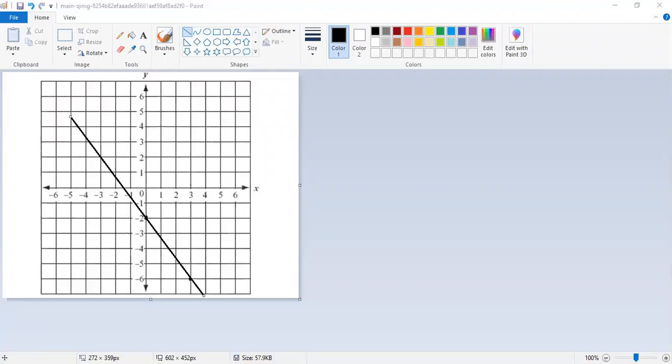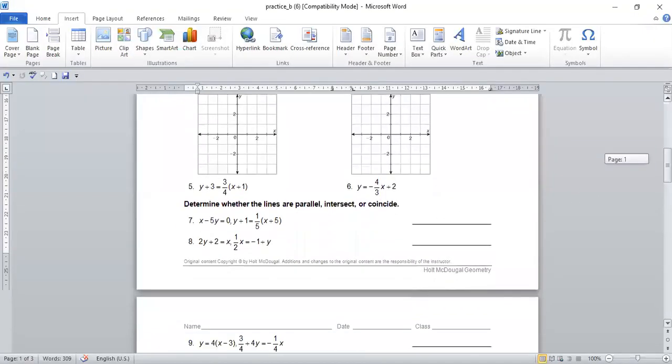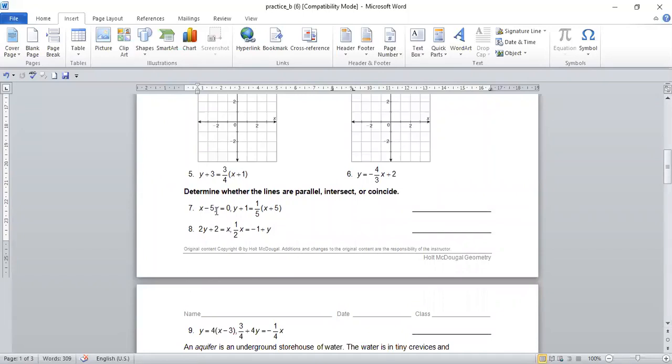That is the question where you have to determine whether the lines are parallel, intersect, or coincide. Now again, this is not in the form y is equal to mx plus b, but as you can see now, the slope is negative, slope is 1 over 5. Okay, so when the slope is 1 over 5, we have to of course change this thing. So let's change this to this form.